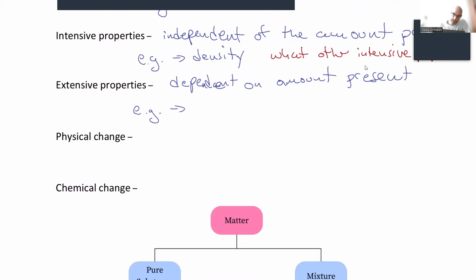Dependent on the amount present, volume is considered a dependent property. Okay, so it's dependent on the amount present, or an extensive property. So it depends on the amount present. If I have 1 liter of water versus 10 liters of water, those are going to be different volumes. Therefore, it depends on how much I have present. Okay, what other extensive properties can you come up with other than volume? Okay, so let's talk about those.